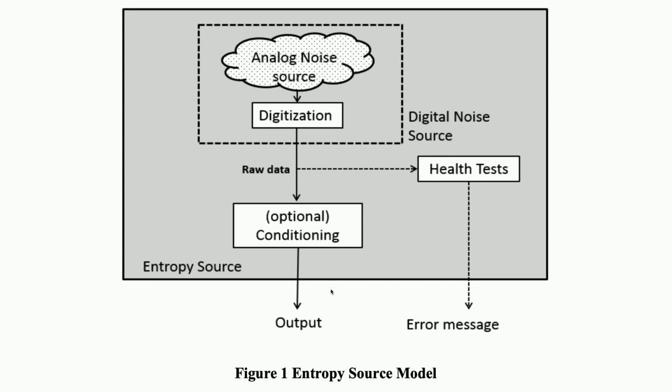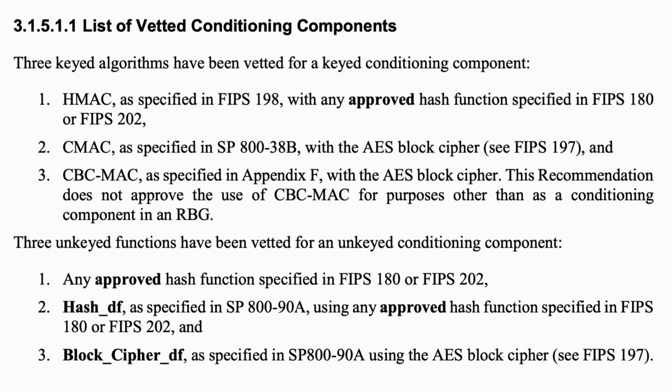So we have this entropy source model and we're going to be looking at the conditioning component. So that's this guy here. So if you look in the spec, you'll find section 3.1.5.1.1. They tell you what are the approved conditioning components, or the vetted conditioning components. And the first is HMAC, so hash message authentication code. The spec there is FIPS 198, with any approved hash function in FIPS 180 or FIPS 202. So things like SHA-256 or SHA-3.